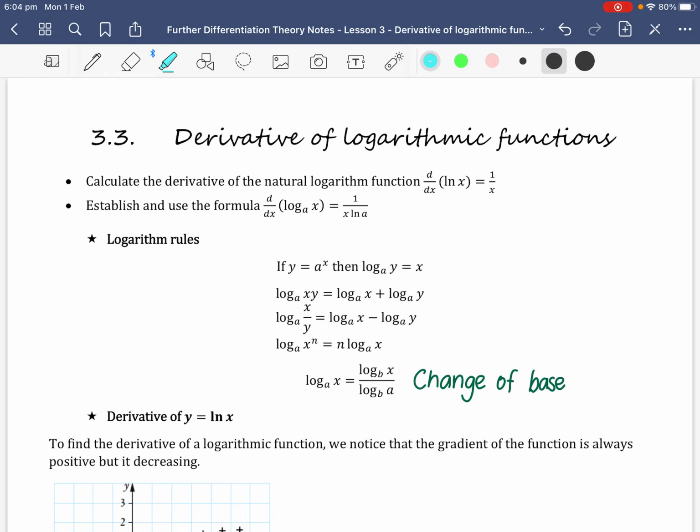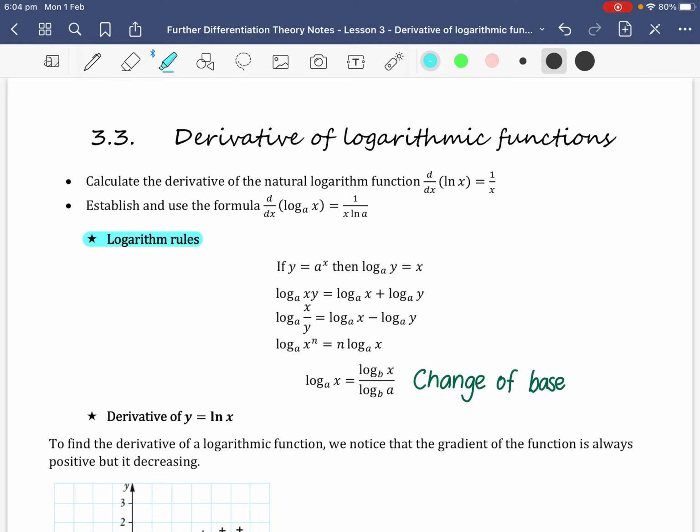So first we're going to go through the logarithm rules. If y equals a to the power of x, then log base a of y equals x. Log base a of x times y equals log base a of x plus log base a of y. Log base a of x divided by y equals log base a of x minus log base a of y. Log base a of x to the power of n equals n times log base a x. That power of n has simply moved out the front.